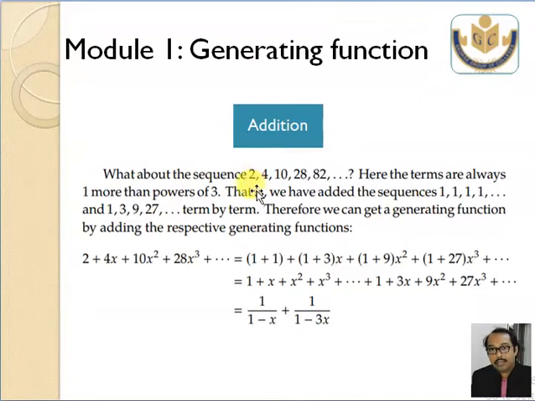Okay, next come to addition. So 2, 4, 10, 28, 32. How to represent this problem? See, the first one is 2. You can write 2 as 1 plus 1. Correct. Now there is 4x. 4x can be written as 1 plus 3x. Now next one is 10x square. It can be written as 1 plus 9x square. The last one is say 28. It is 1 plus 27.